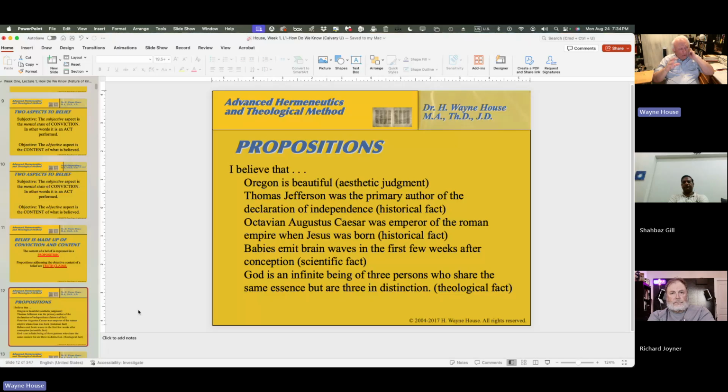Yeah. So I won't go into any more, but the point of it is it's a value judgment based on factors, but it still comes from a belief of something. God is an infinite being of three persons who share the same essence, but of three in distinction. I would argue the Bible very clearly teaches that idea. Not everybody would agree with me. I think they're wrong because they are. But the point of it is, it's not oftentimes based on good analysis.